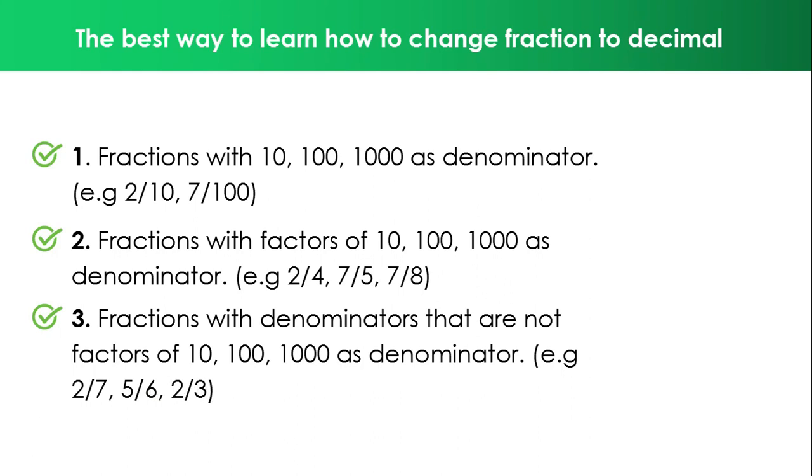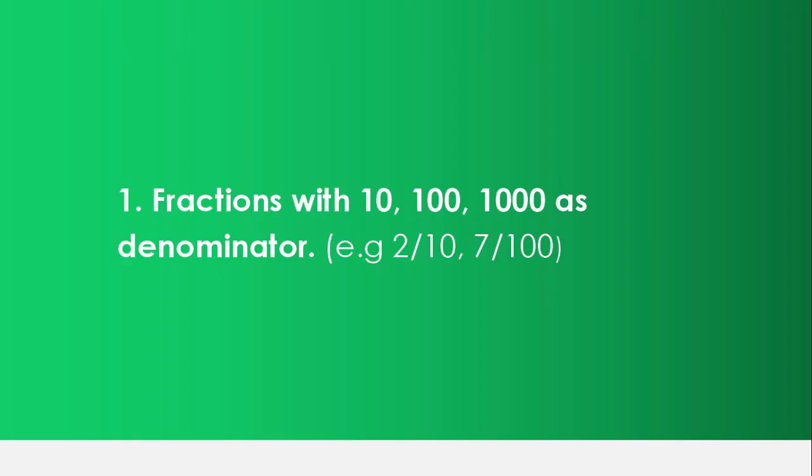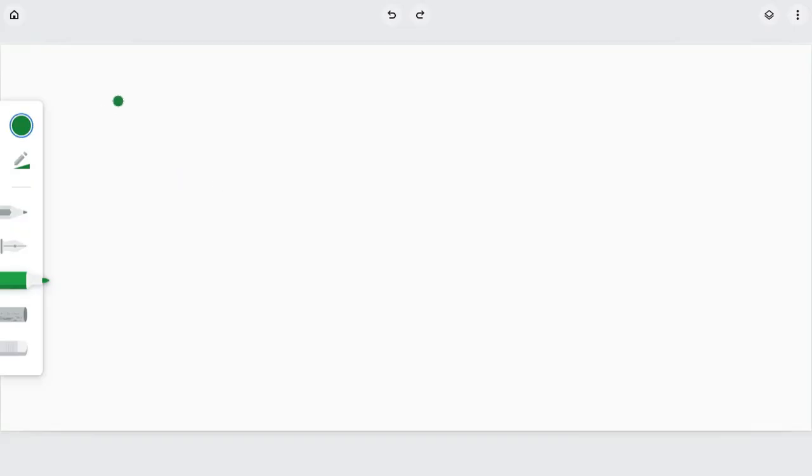Now let me quickly ask you a question. The 2 over 7, which type of fraction is that? Is it an improper fraction, a mixed fraction or a proper fraction? It's a proper fraction. Yes. So 5 over 6 is also a proper fraction, and 2 over 3 is also a proper fraction. Keep that in mind. So let's move to the first one: converting fractions with 10, 100 or 1000 as their denominator. Moving to the board right now.